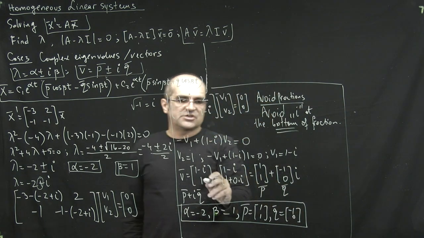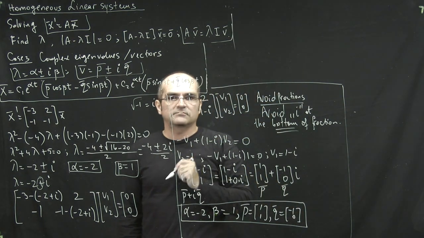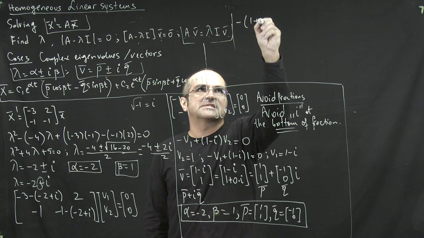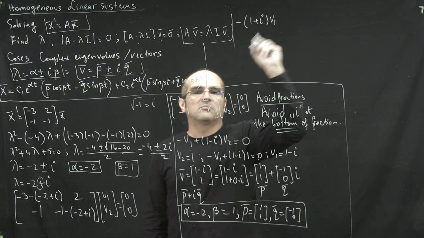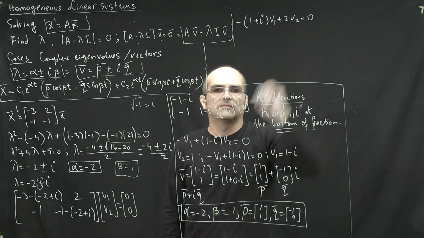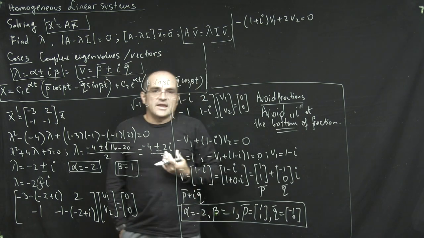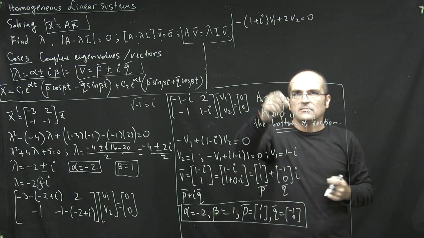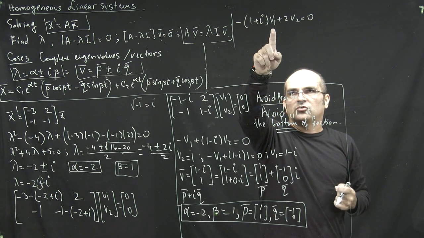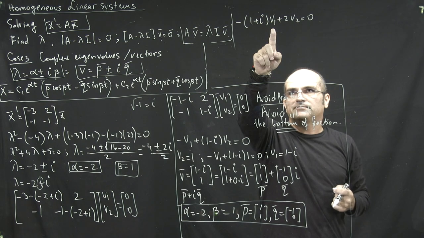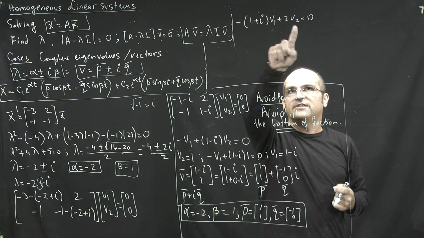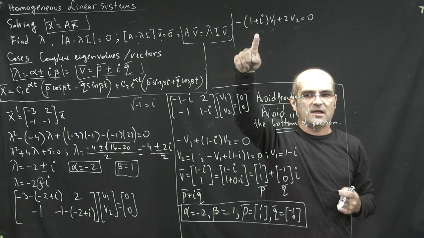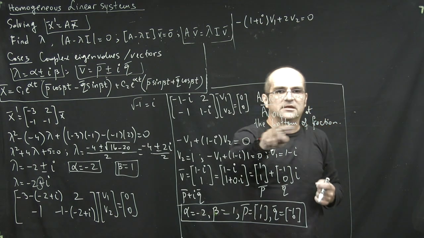So at this stage, I'm going to choose the first equation. The first equation will be minus quantity 1 plus i, V1 plus 2 V2 equals 0. How would I extract the eigenvector? Well, here I have to be very careful. Remember, I want to avoid fractions. You definitely don't want to give V2 equals 1, because if you solve for V1, that forces you to divide by 1 plus i. You don't want i at the bottom of the fraction.